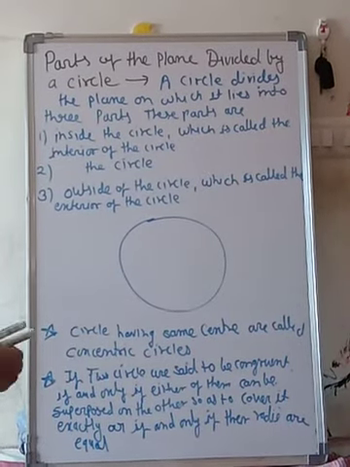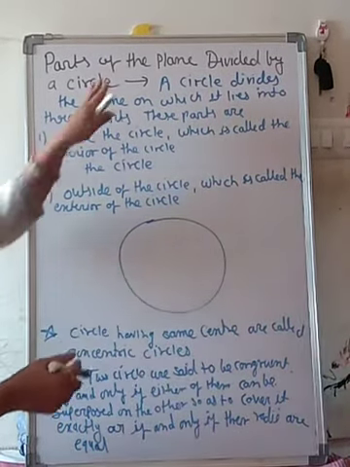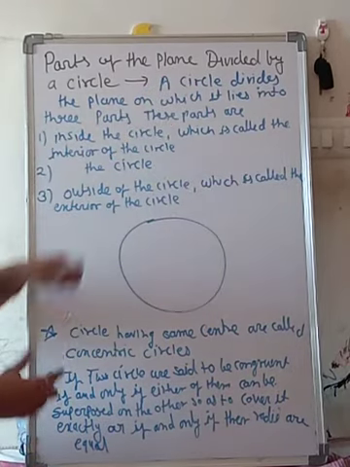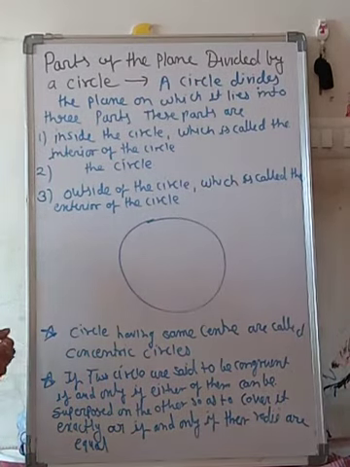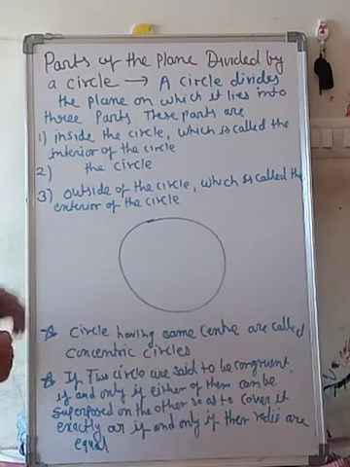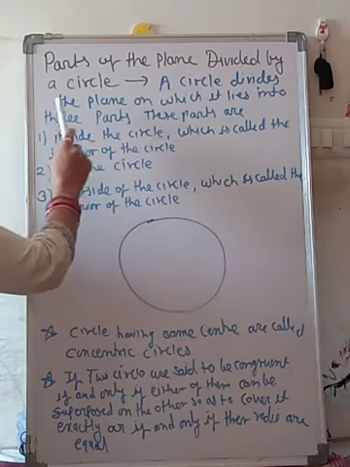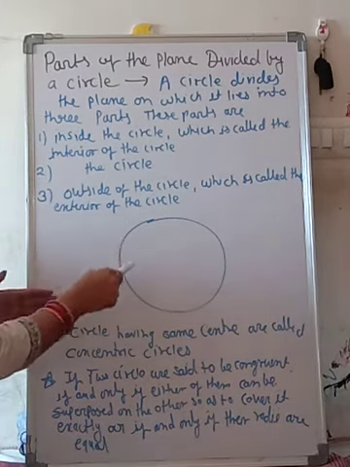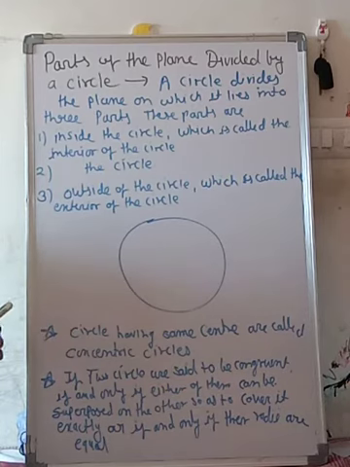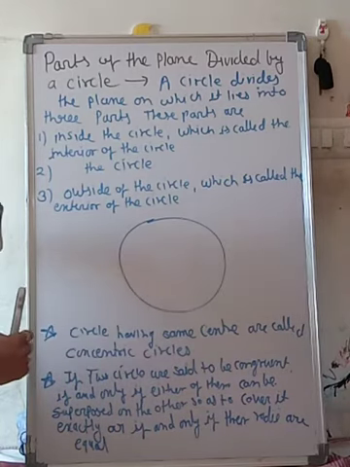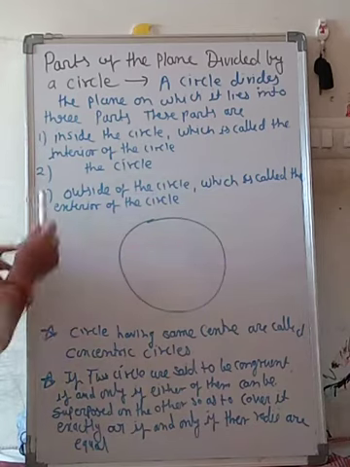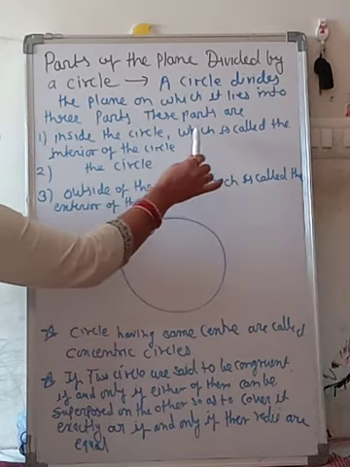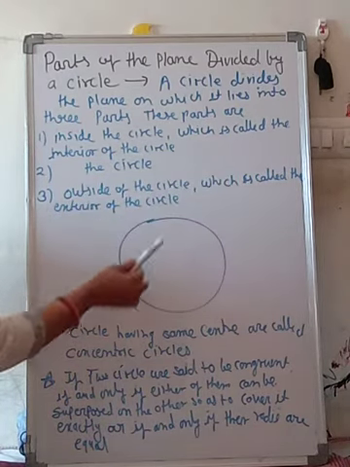Now students, our next topic is parts of the plane divided by a circle. A circle divides the plane on which it lies into three parts. These parts are called the parts of the circle. The first part is inside the circle, which is called the interior of the circle.